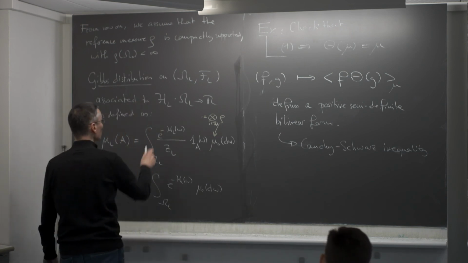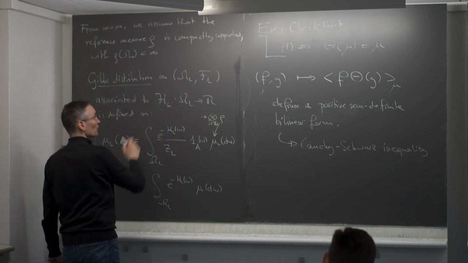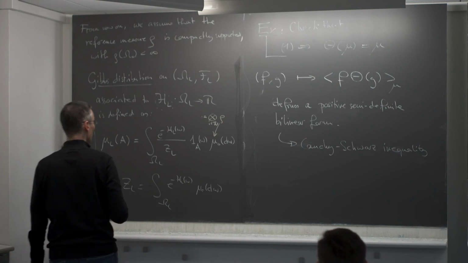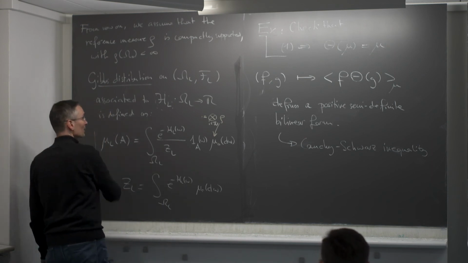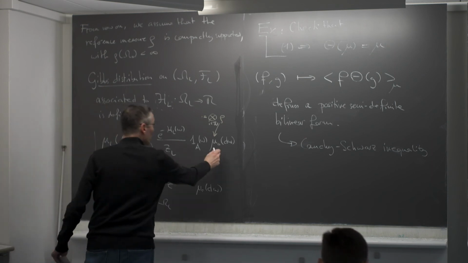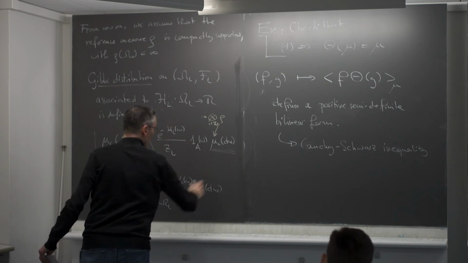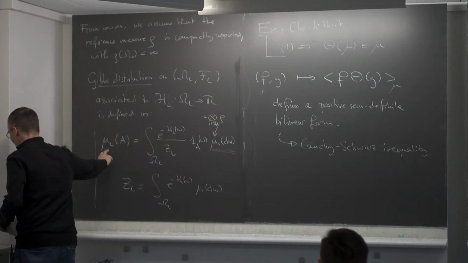Okay, so now I want to put a condition on this function H, this Hamiltonian, which makes sure that the measure mu L is reflection positive. We already know that this guy is reflection positive. We want to prove that this guy is reflection positive.